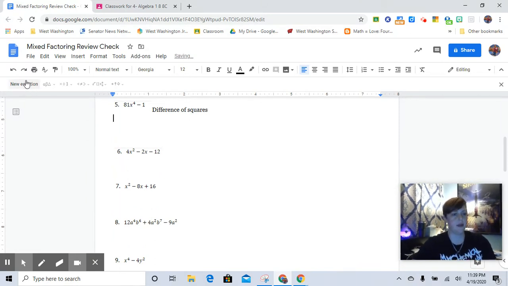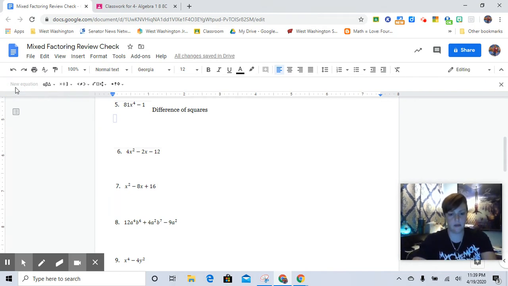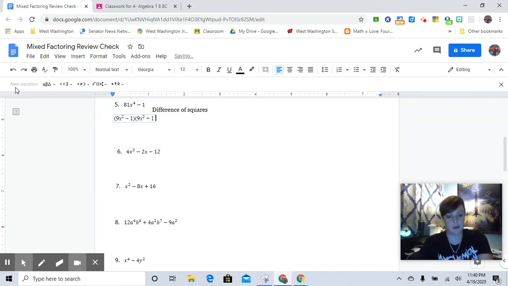Okay. All right. So we said take the square root of the first number and the square root of the x term. So x to the fourth, the square root of that is x squared. So there's that. And then minus 1, because the square root of 1 is 1. And 9x squared plus 1.